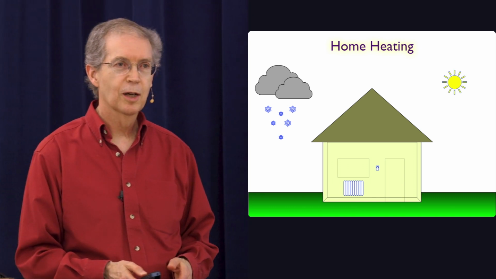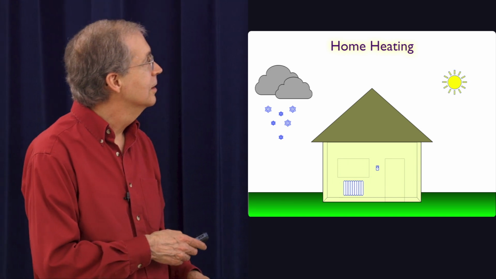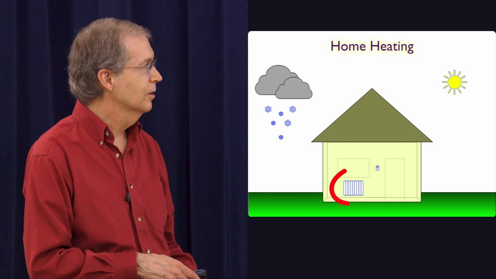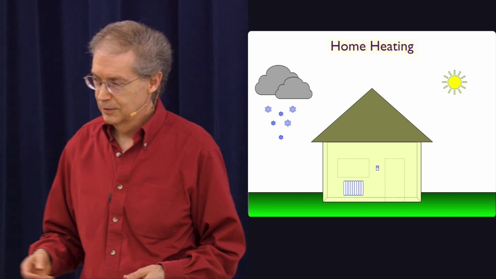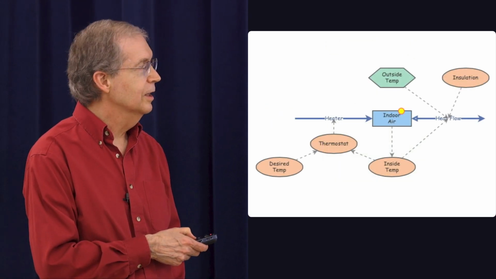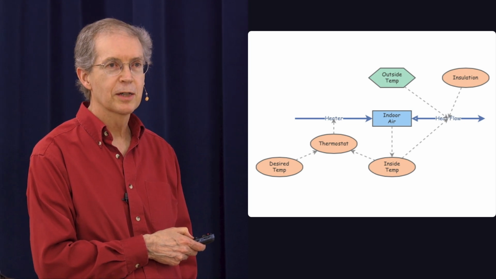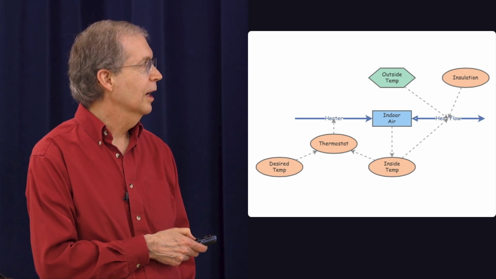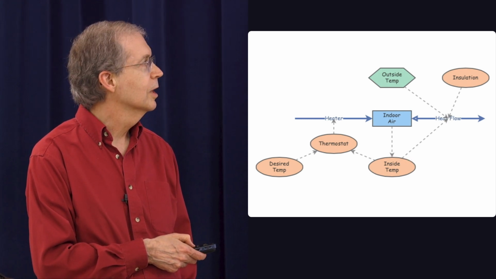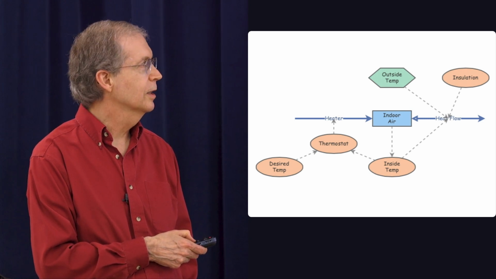Now let's look at another example. Home heating. Here we have different kinds of weather, and inside a house, we have a heater and a thermostat. So we're going to make a model of this. The stock in the center of this is the indoor air. And for those who want to be fussy about the physics, it's actually the heat of the air, which is why we have a link out to a variable called inside temperature. We have a heater as the inflow that provides more heat into the indoor air.